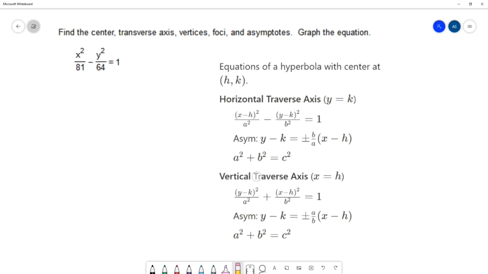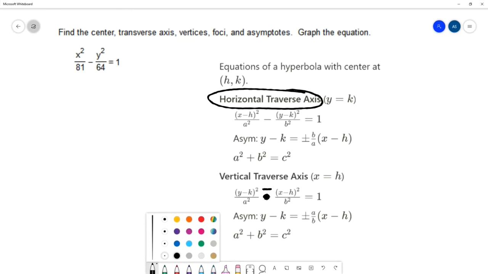However, in the vertical orientation, this is a typo here, this should be a minus. Your y term is positive and your x term is negative. So this is a typo that I have in my notes. That should be a minus. So looking at our example, we have x squared over 81 being positive and the y squared over 64 being negative. So we can tell that our hyperbola is going to have a horizontal orientation.